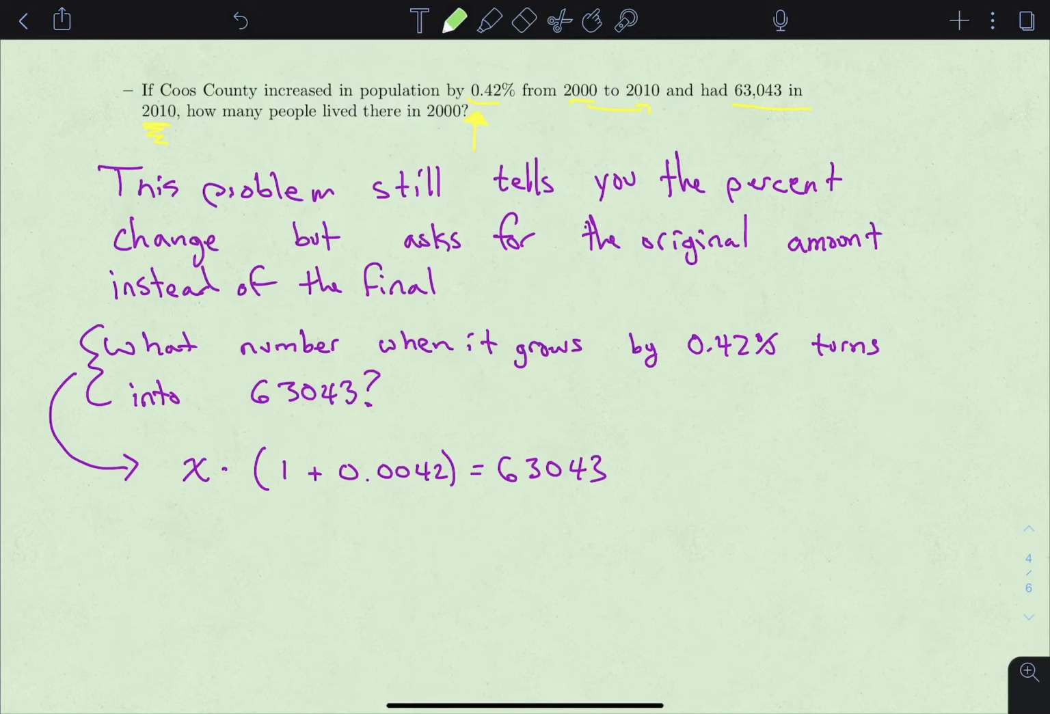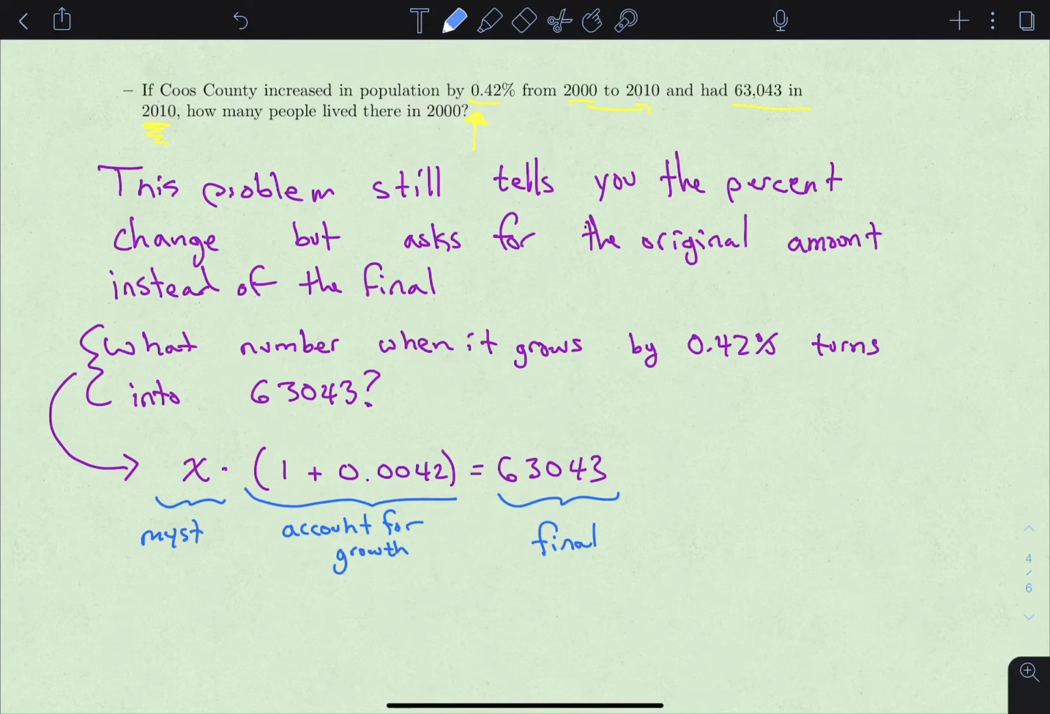This piece right here will account for the growth. This is our final amount. And this is the mystery number. Like, what population do you need to have in order to end up at 63,043 after you grow by 0.42%? And after you write this equation down, it's just a matter of solving for the unknown. So let's go ahead and do that.